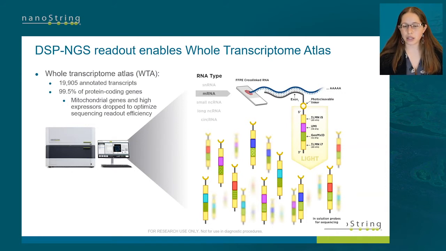And so the way these probes work, as I mentioned, they have a photocleavable linker that's attached to a barcode that identifies the ID of the RNA that the probe is hybridized to, as well as a UMI and Illumina adapters, so they can be sequenced on any Illumina instrument using standard workflows.